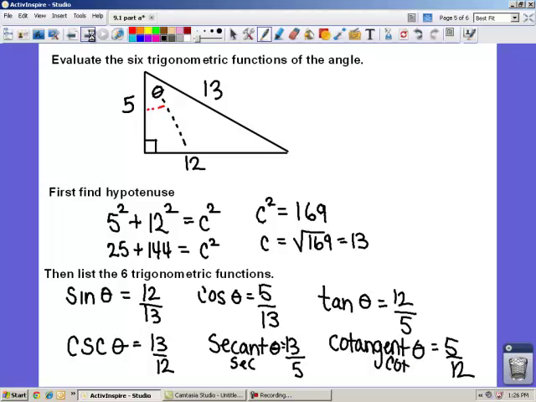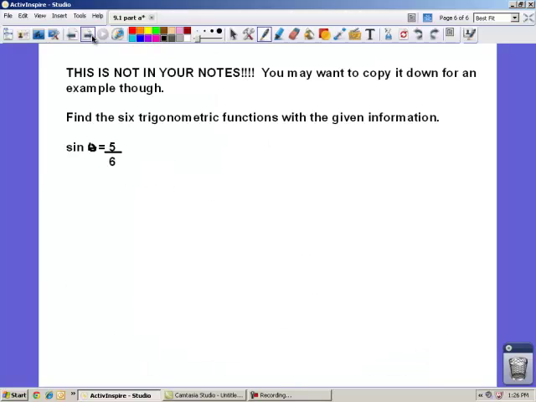All right, the last problem that we're going to go over is not in your notes, but you should copy this down so you can do this in your homework. They're going to give you what the sine of theta is. So it's 5 over 6. And what we're trying to do is find the other trigonometric functions of this.